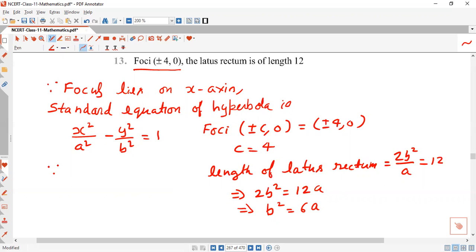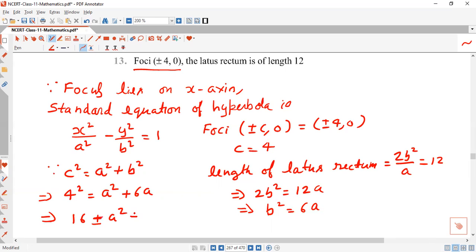Since we know c square equal to a square plus b square, and the value of c is 4, it comes out 4 square. I would like to find out the value of a. So a square plus b square, where b square is 6a, implies that 16 equal to a square plus 6a.